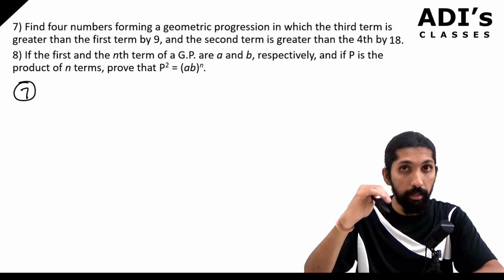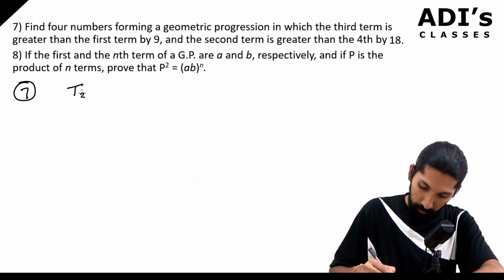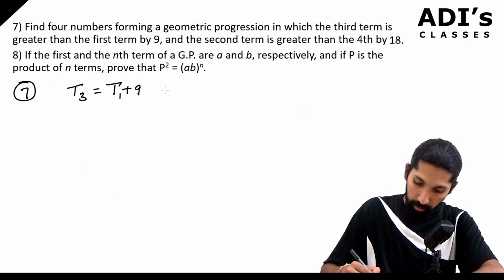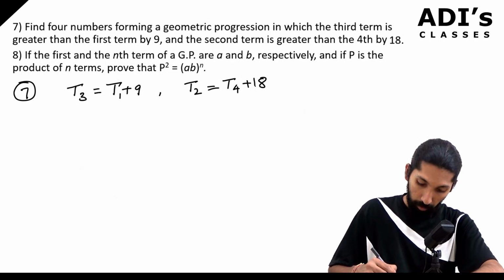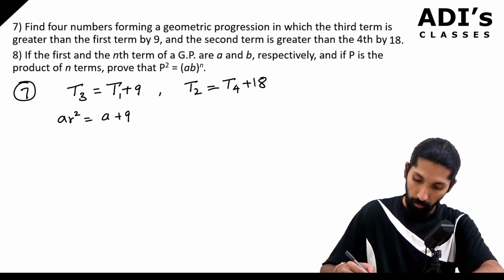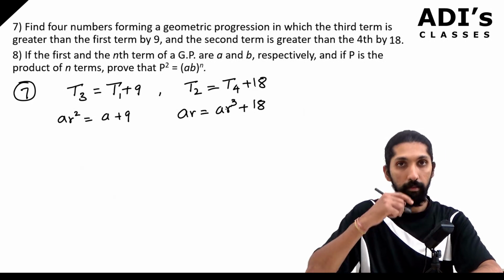Let's first write the equation. So what we have now, third term is first term plus 9, and the second term is fourth term plus 18, correct? Now AR square is equal to A plus 9, the first equation. Next one is AR is equal to AR cube plus 18.